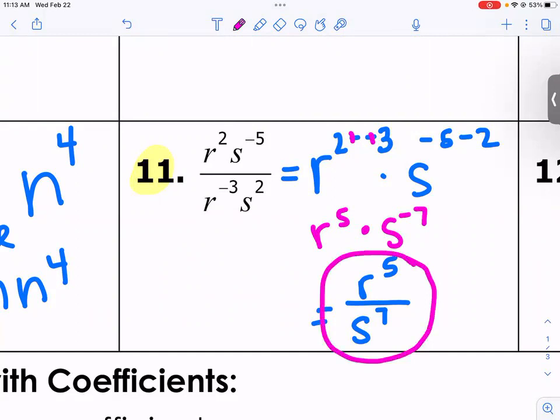So when we rewrite this, why are you writing this down? Oh. We get r to the 5th, but then we have to send s to the 7th down to the denominator.